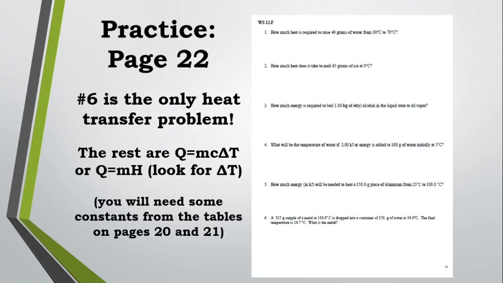And you will need some of the H's and C's and stuff from the tables on page 20 and 21. I know we didn't actually do anything on page 20, but if you're looking for an H or a C and you can't find it, it's probably there. Or, just get in touch with me and I'll give you all those magic numbers.